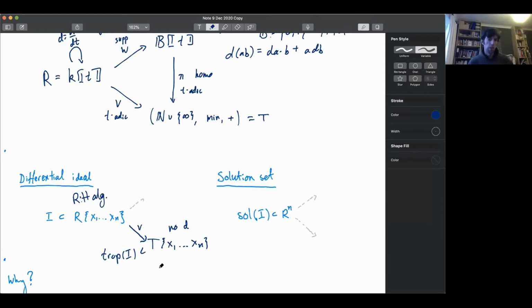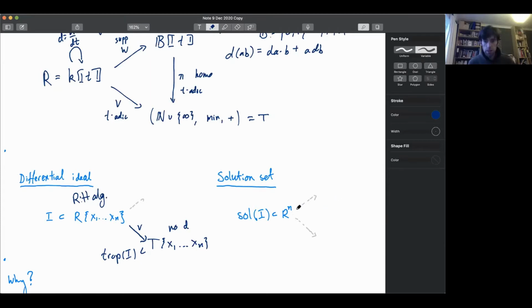So this is V applied coefficient-wise. And the tropicalization of my differential ideal lives in here. So this is how I tropicalize equations. I apply V coefficient-wise. Now the solution set to a system of differential equations lives in R to the n. So this is a power series for x1, a power series for x2, a power series for x3, and so on, such that when I plug them into each differential polynomial in I, I get 0.